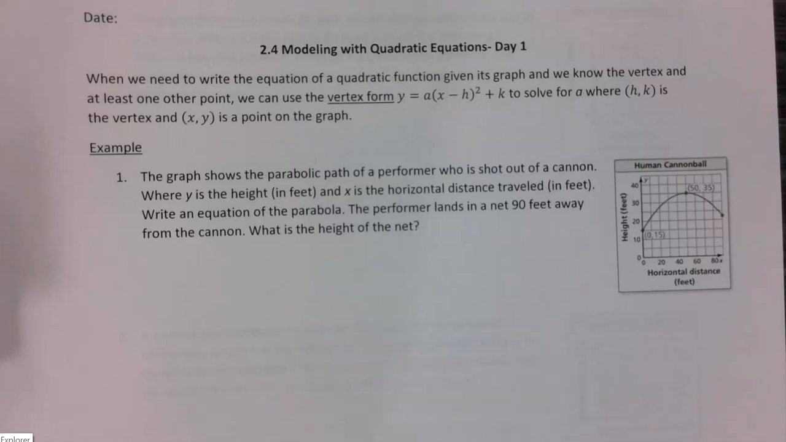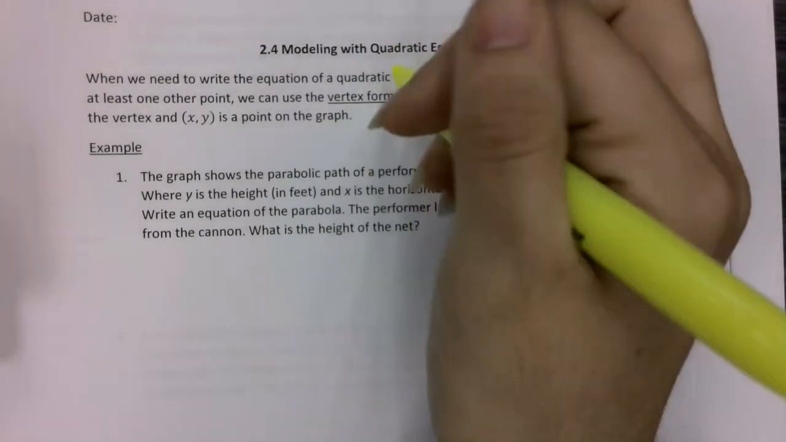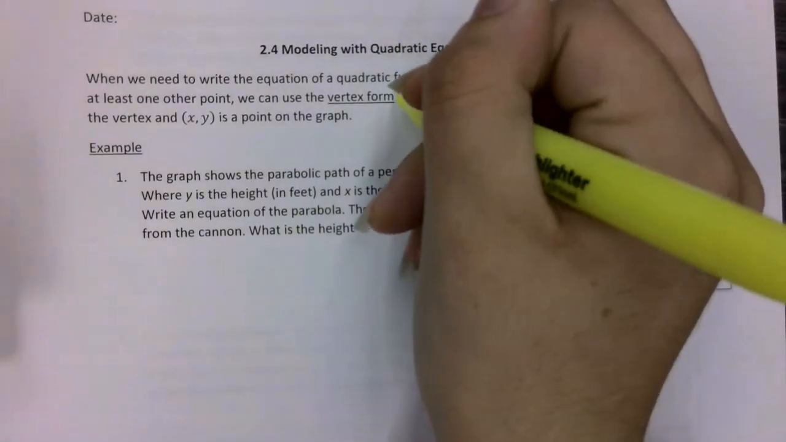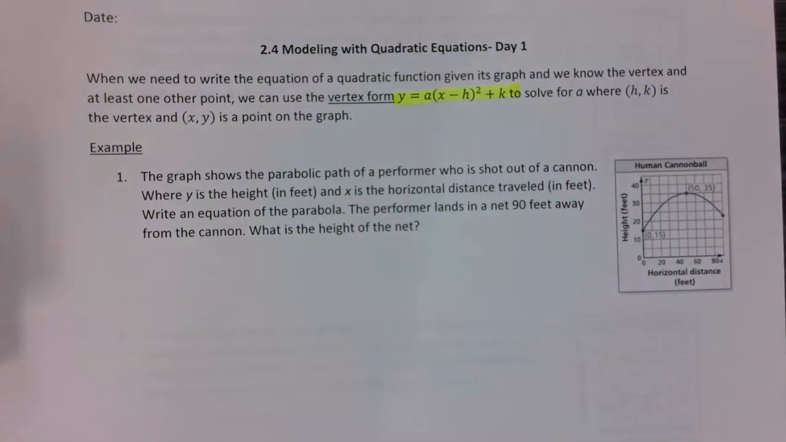So we're moving on to modeling with quadratic equations. This top one wants us to, if we know a point and the vertex, use the vertex form. So remember that's y equals a times (x minus h) squared plus k, where (h, k) is the vertex, and then I'll have to solve for a.